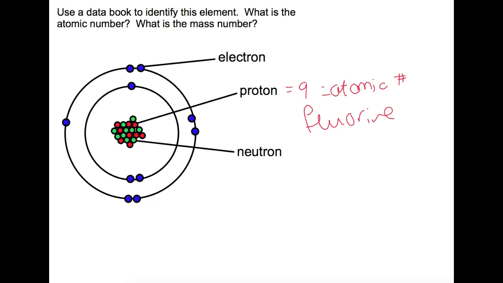To get the mass number, you need to also know how many neutrons we have. So that's the green dots. 1, 2, 3, 4, 5, 6, 7, 8, 9, 10. So we have 10 neutrons. The mass of the atom is all contained within the nucleus. So you add together the protons and the neutrons. So the mass of this atom would be 19.